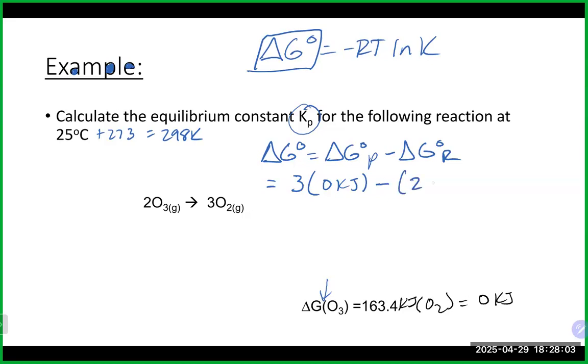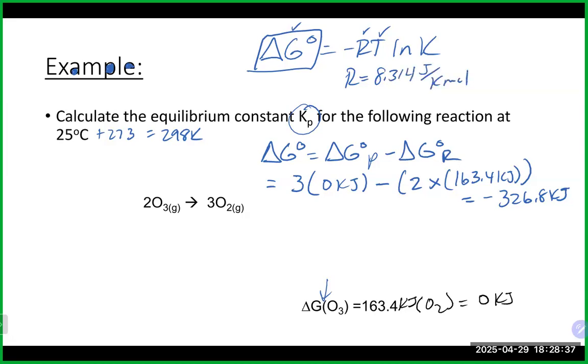Minus 2 times the value that we have for O3, which is 163.4 kilojoules. That's going to give us a delta G for this reaction of negative 326.8 kilojoules. At this point, we now have our delta G, we have our T, and R is a constant, right? That is our 8.314 joules per Kelvin per mole.